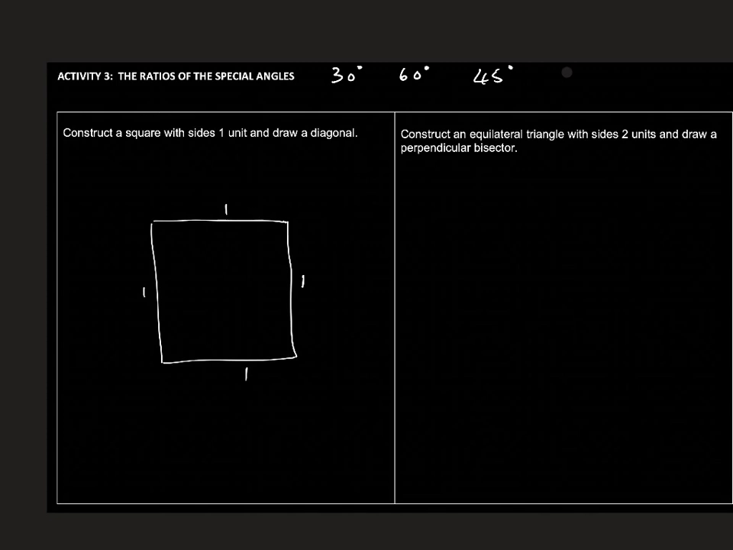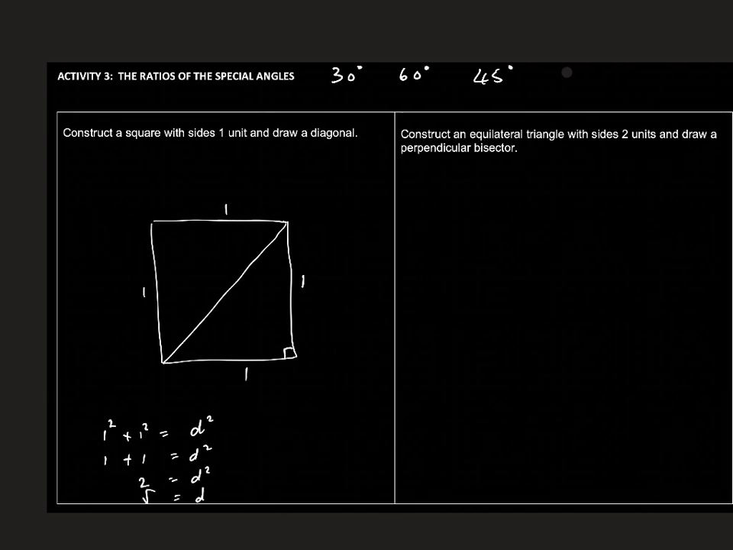and then we draw a diagonal. It's a square, so each of the angles is 90. So what will the length of the diagonal be? Well, the sum of the squares of the 2 short sides is equal to the diagonal squared. In other words, the square of 1 is 1, plus 1 is equal to the diagonal squared. So 2 is equal to the diagonal squared, so the diagonal is equal to the root of 2.